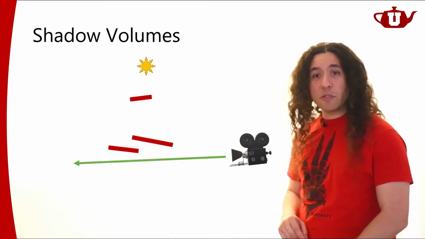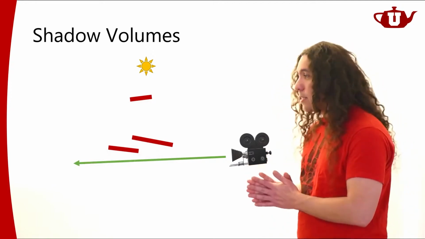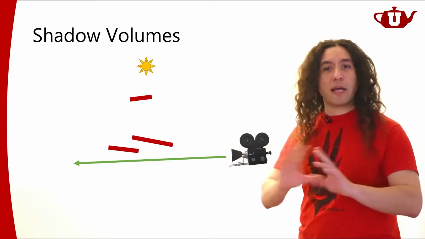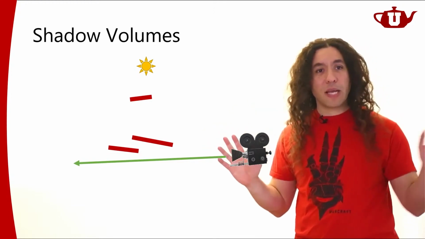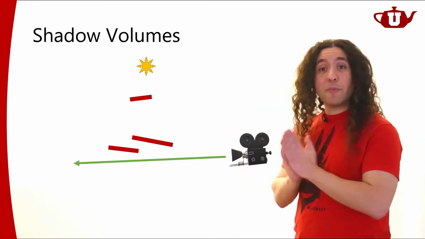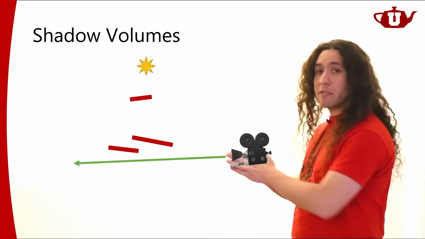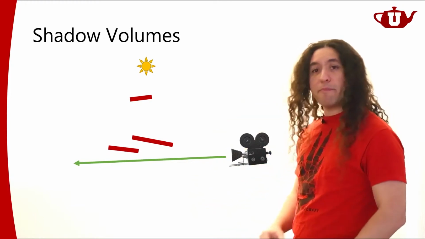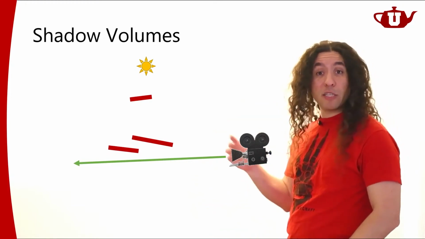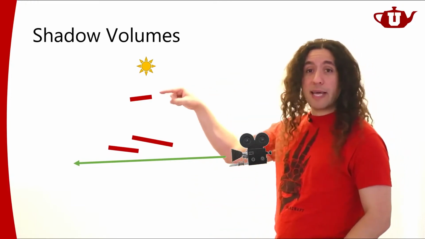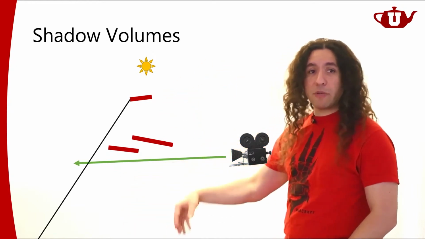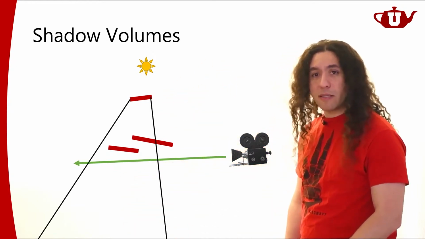So the way that this is going to work is that when I'm rendering my scene, I'm going to first render my scene and all of my objects without any shadows. And then I'm going to be rendering the boundaries of these shadow volumes, the polygons forming the boundaries of my shadow volume. So let's start with this object first. I draw one of its boundaries and then I draw its other boundary.